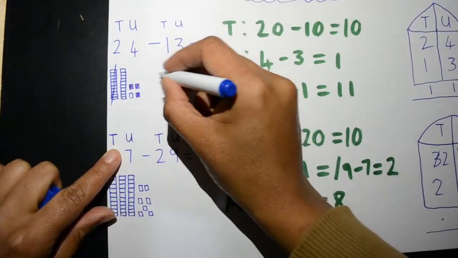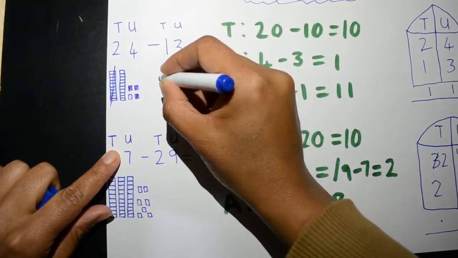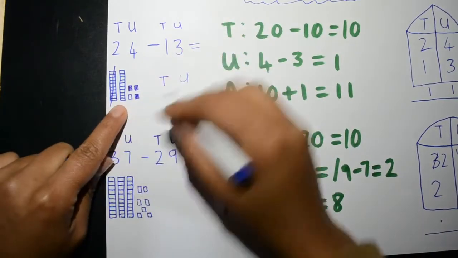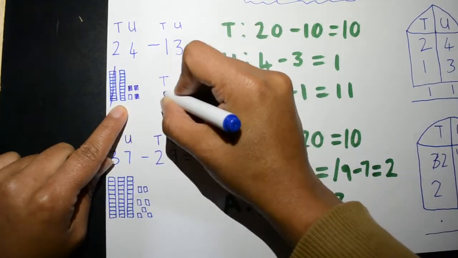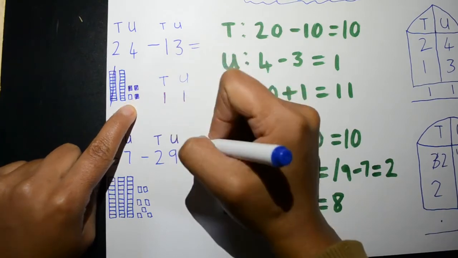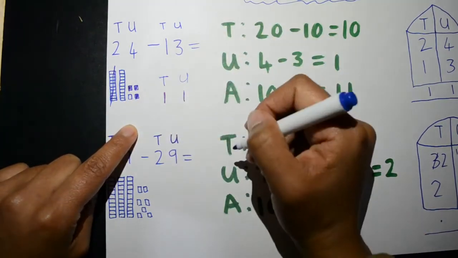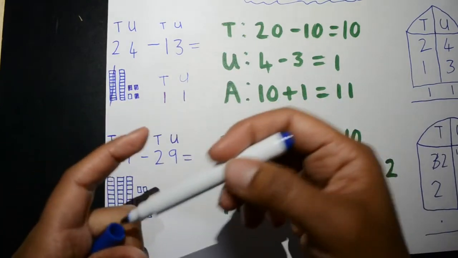So if I do it like this, I put the tens and I put the units. How many tens are we left with? We're left with 1. And how many units are we left with? We're left with 1. So the answer is 11. And here's the answer as well.